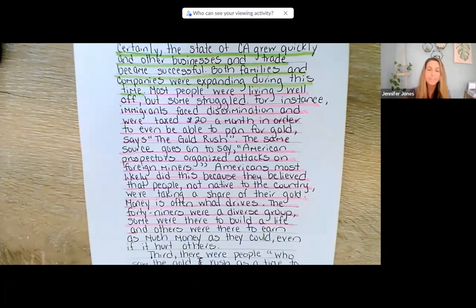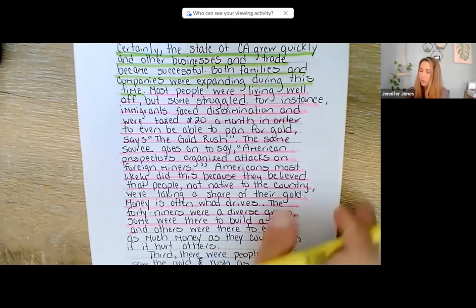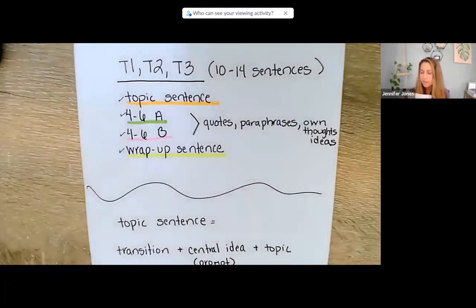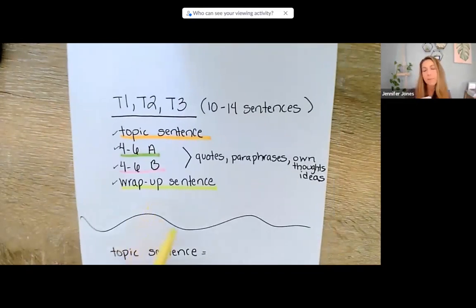All right, everybody, did we finish? Excellent. We only have one more sentence to highlight. We're almost done here. Pick a fourth color. I'm going to use yellow. You can use any color you want. We're going to highlight our wrap-up sentence now.